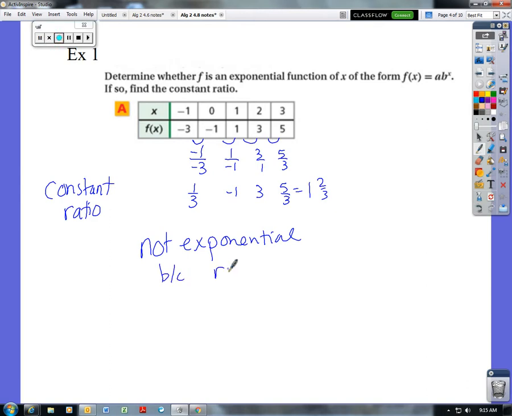Because ours are not equal, and not even close to equal. If it's real world data, then the r's aren't going to be perfectly equal, but if they're close, then you could say it's probably exponential. So for your common ratio, you're going to pick a y value and divide by the previous y value.